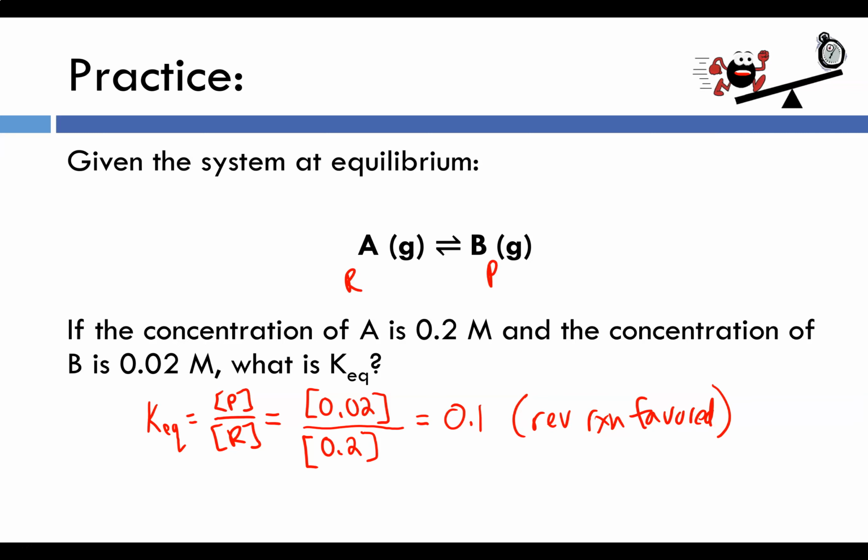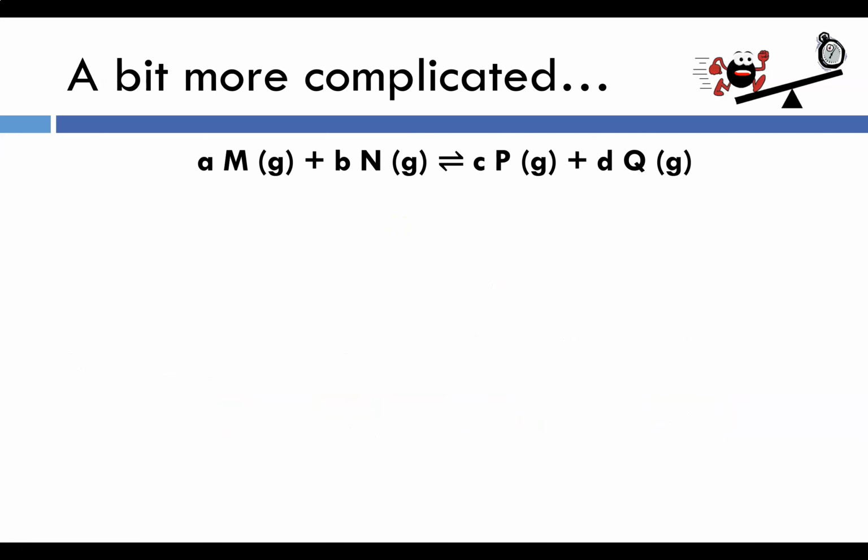Let's make things a little bit more complicated. Highly unlikely you're going to see too many systems quite this simple. You're more likely to see an equation that looks something like this. M and N are our reactants, P and Q are our products, A, B, C, and D are all coefficients. This looks a lot more realistic. Multiple reactants, multiple products. The general idea is still the same. Keq is equal to the concentration of the products divided by the concentration of the reactants. But now we've got to deal with those coefficients. You can see that the coefficients become exponents.